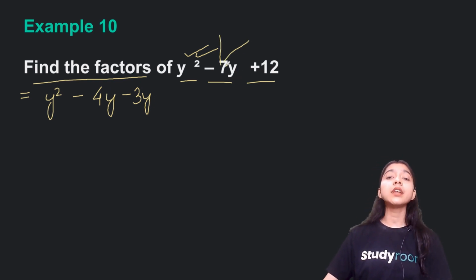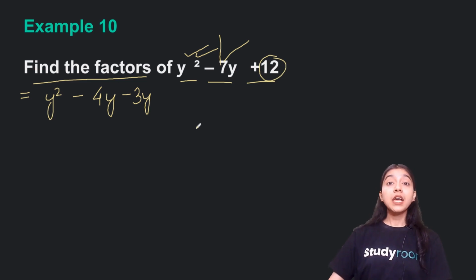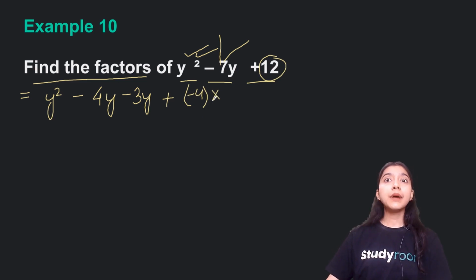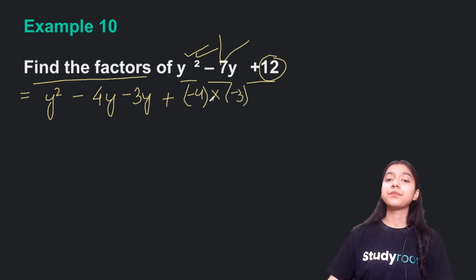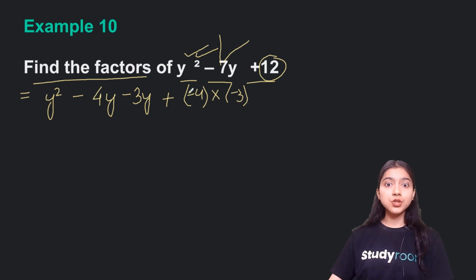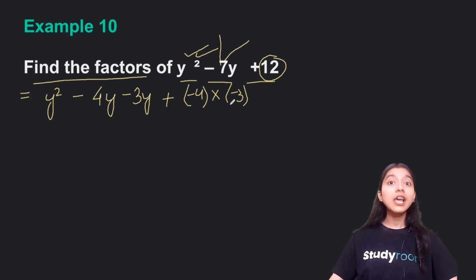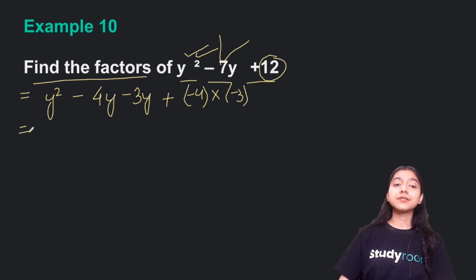I've just simply broken it up in two different terms, that is minus 4y and minus 3y. Now again we have this 12. I have to break down this 12. What will I do? I'll write 12 as minus 4 multiplied with minus of 3. 4 multiplied with 3 gives us 12, and minus minus gives a positive sign. I'll explain you why I've taken 12 as minus 4 and minus 3 and not as 4 and 3. I'll explain you, okay?